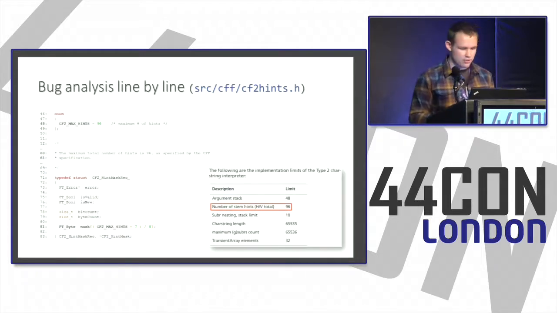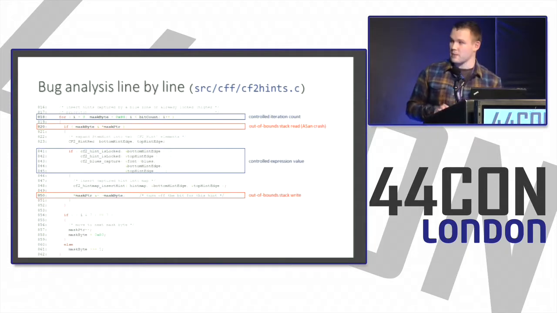So the definition of the structure is as follows. The important part is that you have an array called mask, which is a byte array, and it has 12 bytes, which is 96 divided by 8, because it's basically a bit mask for storing 96 bits. And this number comes directly from the specification, because it's the number of stem hints that you can have at maximum.